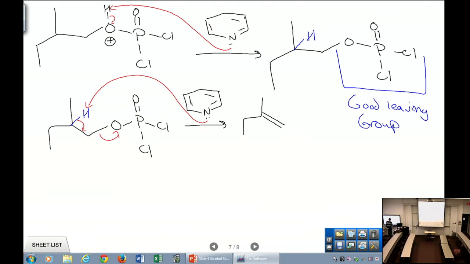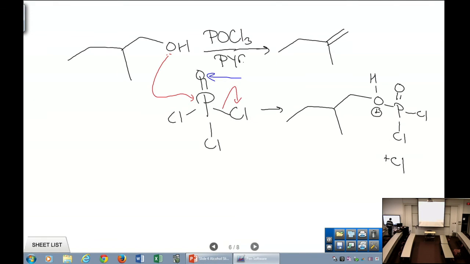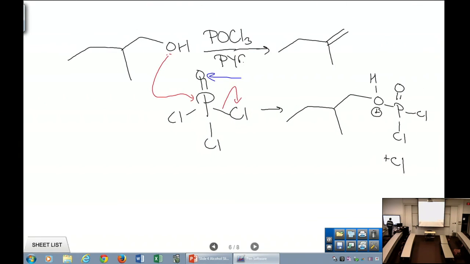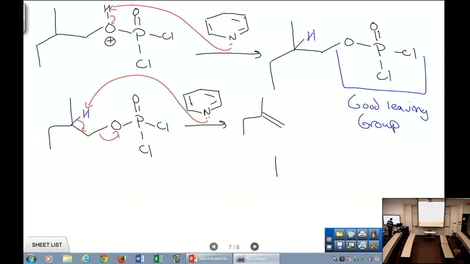If I draw it like I had it on the first slide, just so there's less confusion, these two things are the same. So you make a good leaving group, and then you are able to displace it rather easily.